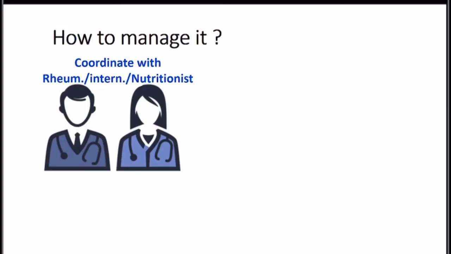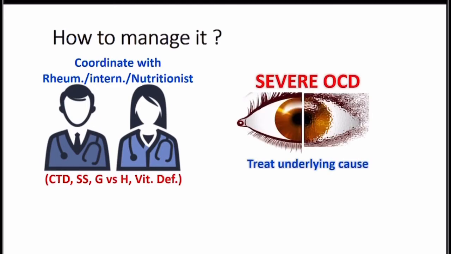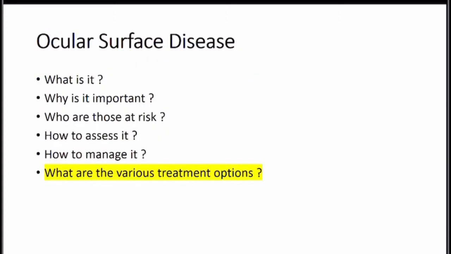So that's why we need to coordinate with a rheumatologist, internist, nutritionist to treat the underlying cause and to save the ocular surface. I remember one patient who had an underlying disease and she would just not heal, but once we addressed her underlying disease, the ocular surface immediately healed, but she had to take immunosuppressive therapy.